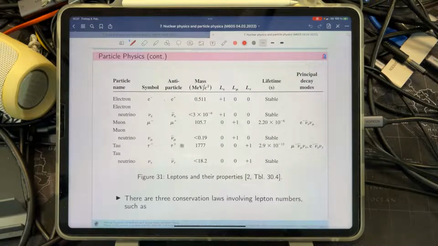When we move to tau, tau with negative charge is the typical tau lepton. Tau lepton and anti-tau would have 0 electron lepton number and 0 muon lepton number, because both have nothing to do with muon and electron. But for the tau lepton number, both are different. The typical tau lepton would have +1 tau lepton number. The anti-tau or tau plus would have -1 tau lepton number.